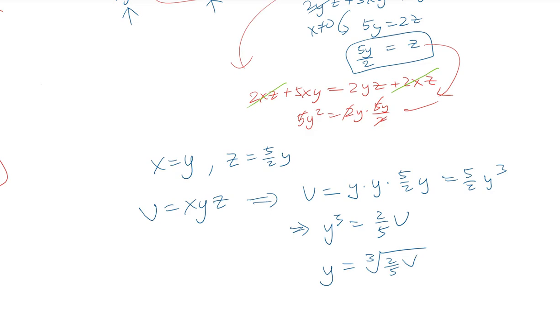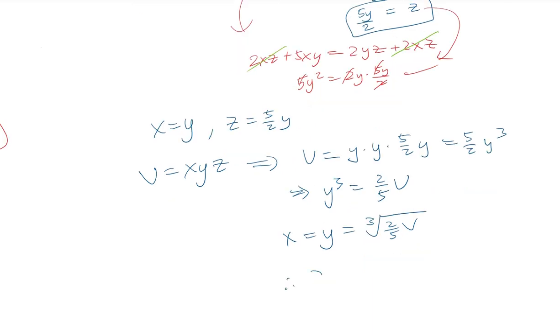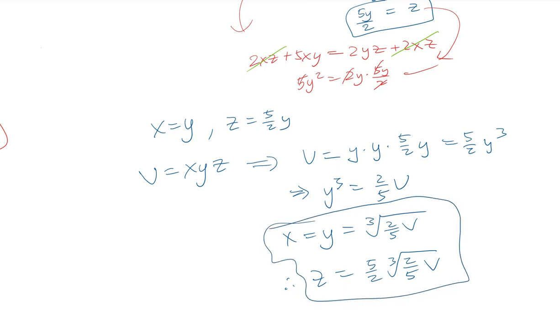All right. And so that also means that x is that. And then therefore z would have to be 5/2 times y. So it's 5/2 times the cube root of 2/5 times V. And you can play around with this and work it out, but this is good enough. And that's what the dimensions of the aquarium have to be.